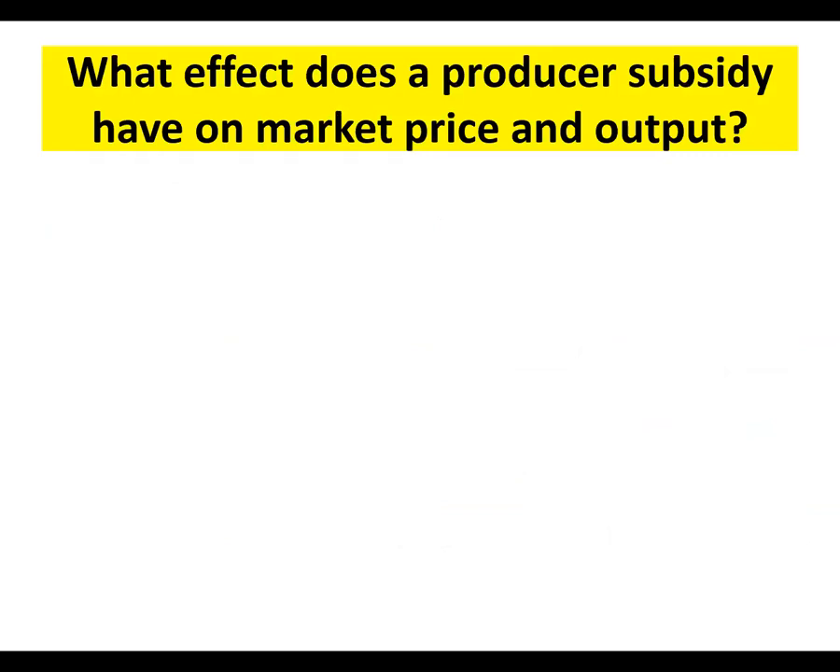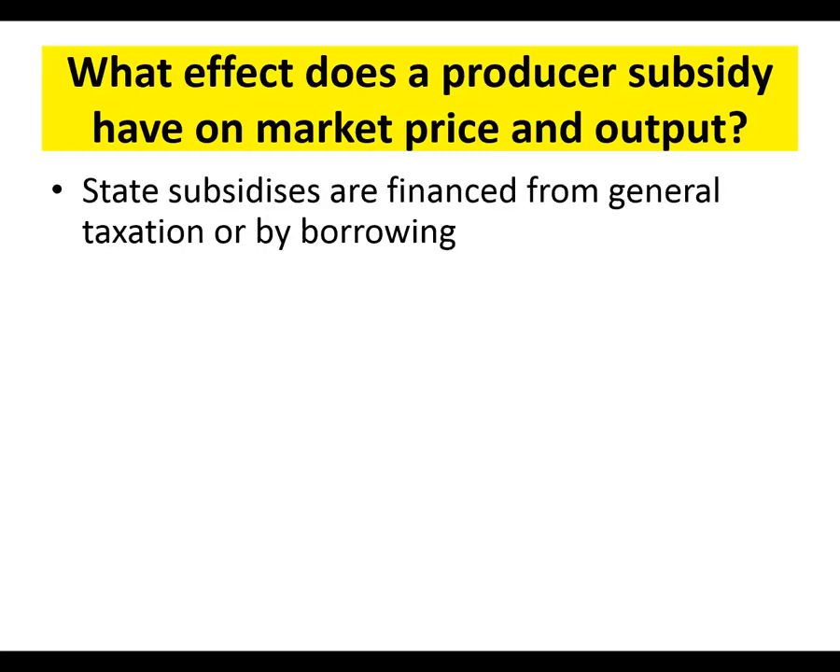So what effect then, what impact does a producer subsidy have on the market price and output? How does it affect the free market? So state subsidies are financed from general taxation or by borrowing. So if subsidies are forms of financial aid from the government, always ask yourself the question of, well, if the government are handing out money, how did they get that money handed to them in the first instance?